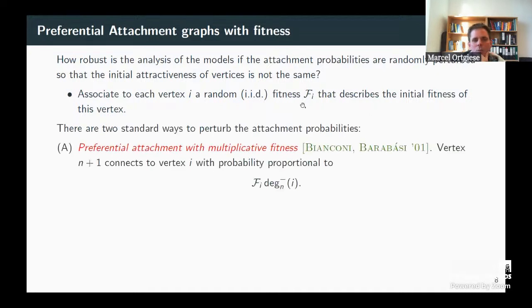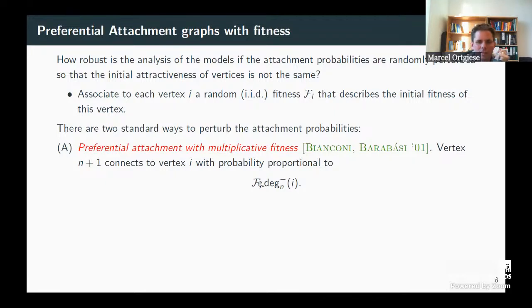And then there are two standard ways. There are obviously lots of other ways, and Bas will come back to this in his talk. There are two standard ways to set up the preferential attachment probabilities. The first one is preferential attachment with multiplicative fitness. This is due to Bianconi and Barabási. The change now is that vertex n+1 connects to vertex i with probability proportional not just to the degree, but to the degree multiplied by the random fitness.